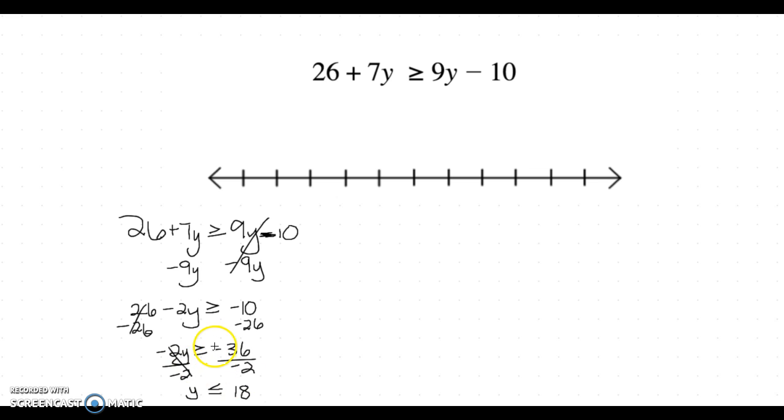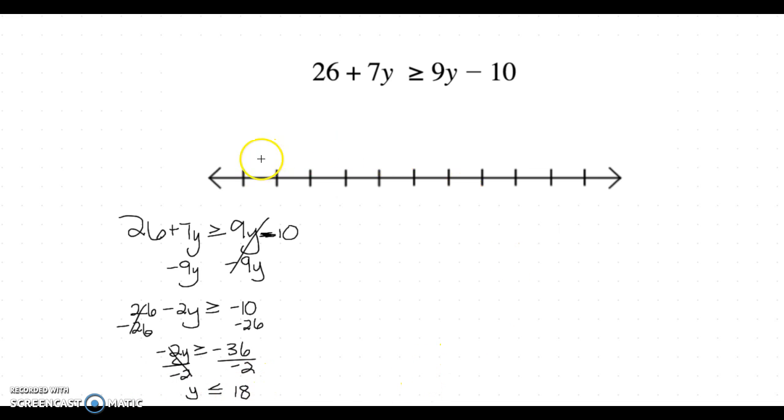So super important that you flip the sign, but only flip it if you multiply or divide by a negative. If I just divide by a regular 2, I don't need to flip it. If this 36 is negative, which it is, and I divided by a positive number, any positive number, I still don't flip it. The only time I flip is if I actually divide or multiply by a negative number. So now I have y is less than or equal to 18.